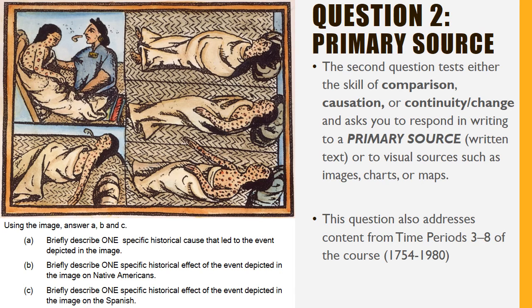Question number 2 will test one of the historical skills using a primary source. Usually the primary source is an image, cartoon, or graph. It will ask you to use either causation, comparison, or continuity and change to answer each part of the question. For example, this question asks for a cause in letter A, an effect in letter B, and another effect in letter C. Pause the video and attempt A, B, and C.